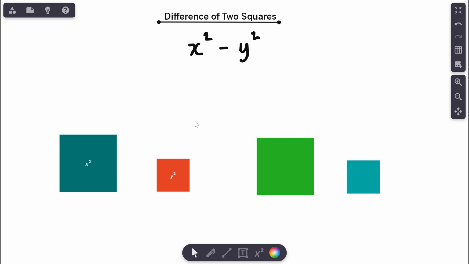What does it mean, difference of two squares? Well, difference of two squares means that there is a minus in between two terms where both of them are perfect squares. Now let's make it visual. Let's look at what we've got over there.